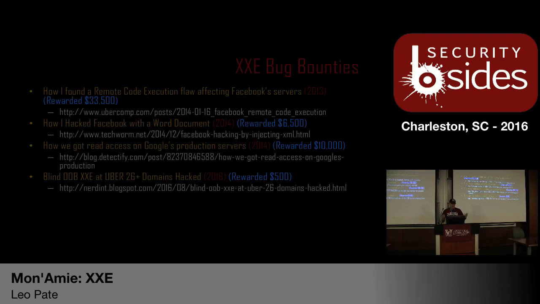The next one was how I hacked Facebook with the Word document back in 2014. He was awarded $6,500. The next one was how we got read access on Google's production servers. Was awarded $10,000 from Facebook, and then very recently this year there was a special type of XXE attack on Uber, in which 26 domains were hacked through responsible disclosure. Uber gave him like $500, so that's a huge gap in difference.